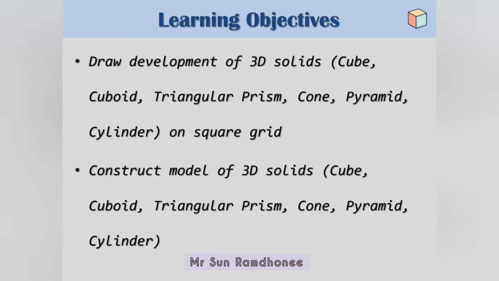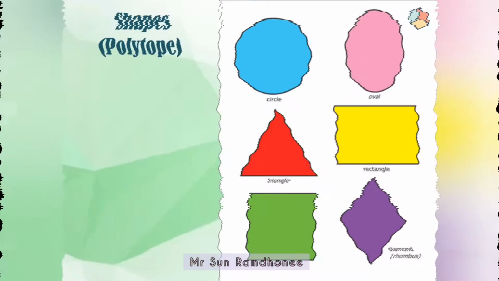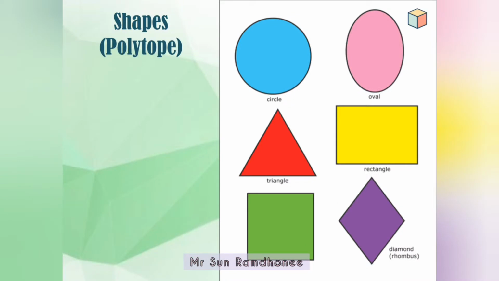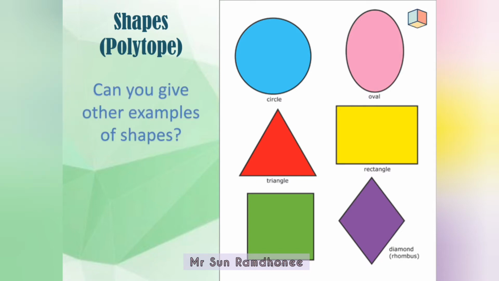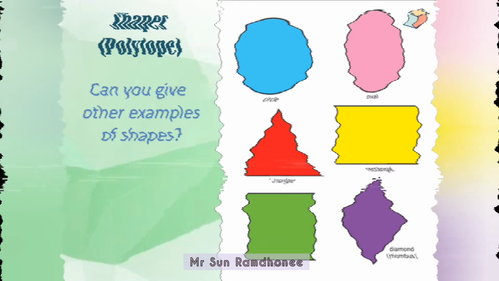The learning objectives are as follows. You should be able to draw developments of 3D solids on a square grid, as well as construct models of 3D solids. We are going to look at the first part, which is shapes. Shapes are also known as polytopes. Some common shapes are circles, triangles, squares, and many more. Can you give examples of other shapes?